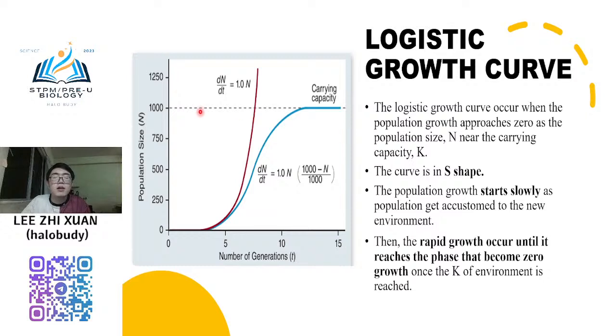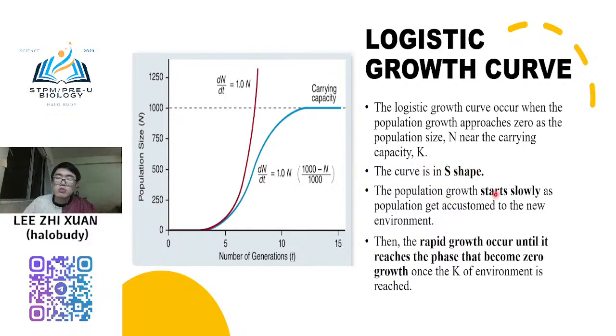Akan mati. So meaning that in this case, when n is equal to 1,000 organisms, it will reach carrying capacity, and then the organism will stop growing. Tak akan lahirkan anak lagi lah. Tak cukup lah. So this curve is the same as an S shape.